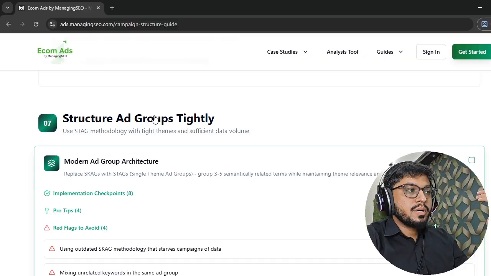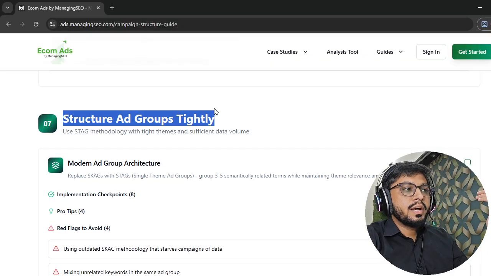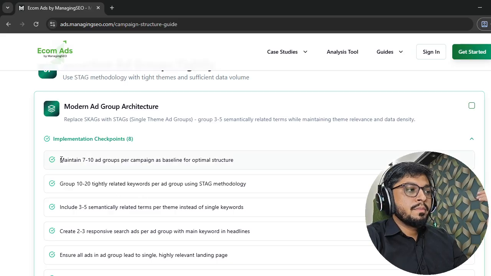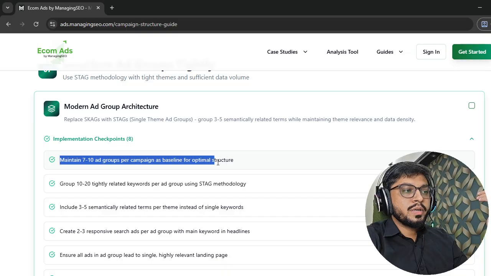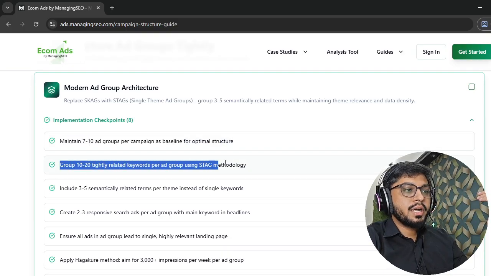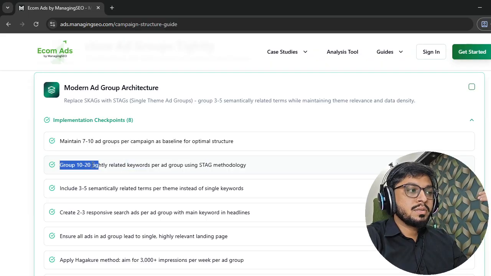And the seventh part, structuring the ad groups tightly. Let's see what we have here. Maintain 7 to 10 ad groups per campaign. Group 10 to 20 tightly related keywords per ad group. You can add more, but if you are using broad match or phrase match, this number is not very good. This is going to mess with your campaign.